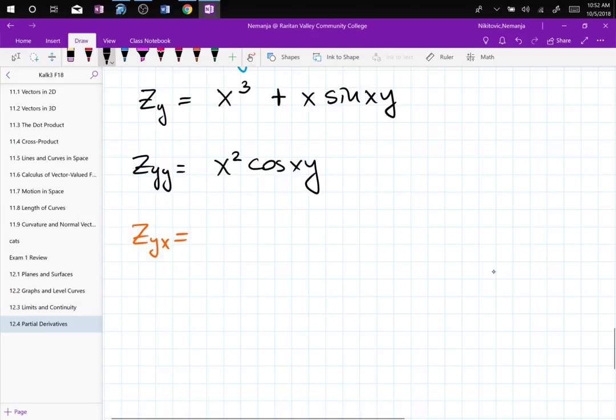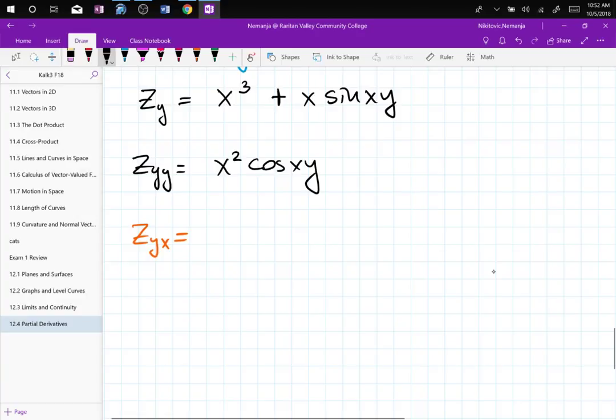So x is a constant. The chain rule, Calc 1 chain rule, will kick another x out because this is as good as a sine 3y, let's say, right? You would kick 3 outside for the derivative. So we are done. That's zyy. It's just x squared cosine xy.